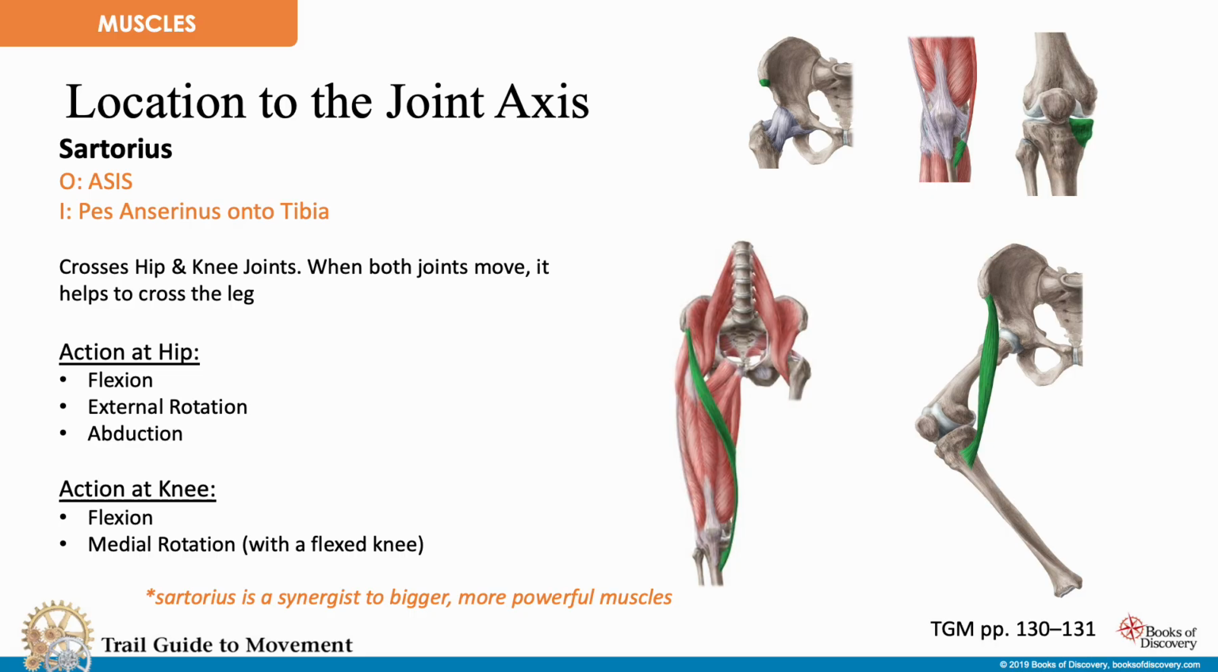Now, even though it does all of these cool things, it is a synergist. It's too thin to be the prime mover for any of these actions on its own. It's the ultimate helper muscle, weaving movement together. So when a client has pain on the inner side of the knee at the pes anserinus, don't just look at the knee. You have to trace the sartorius all the way back up to the ASIS on the hip. If the hip is out of alignment, it's pulling on that strap and causing knee pain. Everything is connected by the path the muscle takes.